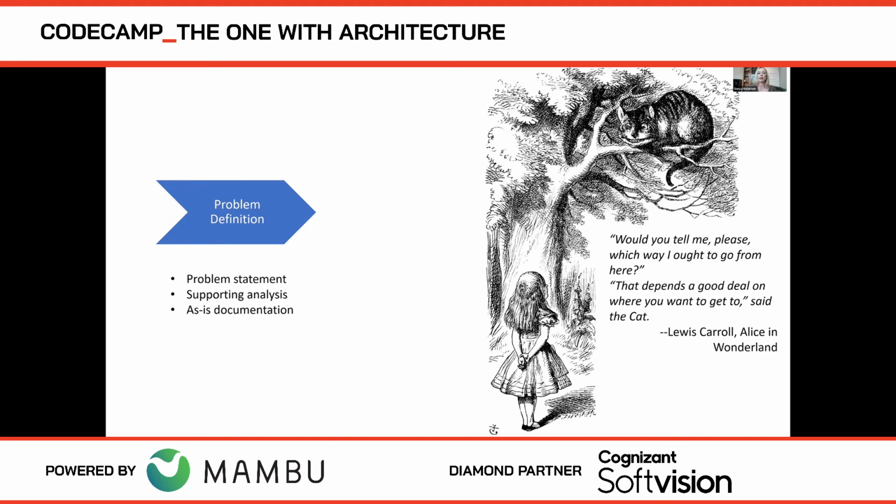The artifacts produced in addition to problem statement is some supporting analysis. If you are giving specific numbers, which you almost always should, you should back them up with some data. And some as-is documentation that might elucidate where the problems are originating. If you have a destination, you should have a starting point as well.